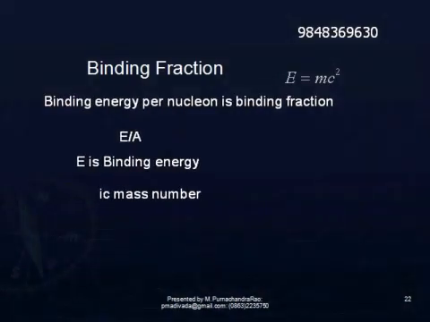We define another term, binding fraction, which is binding energy per nucleon. Binding energy per nucleon is termed as binding fraction. If delta E is the binding energy, delta E divided by A gives the binding fraction.